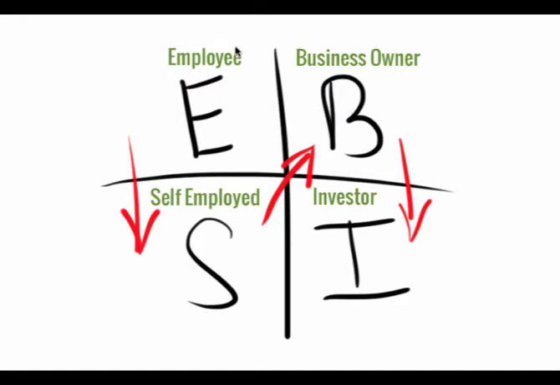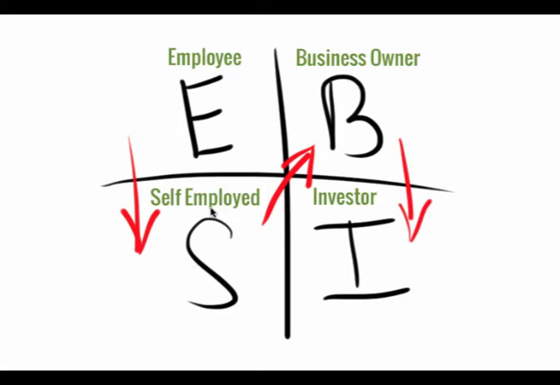So, at a high level, the Cashflow Quadrant is a 4-quadrant square. There's 4 sections: the employee, self-employed, business owner, and investor. Now, when we say business owner here, it really means a large organization.